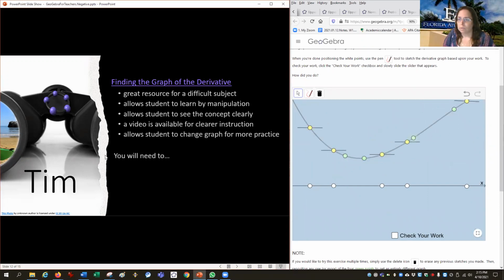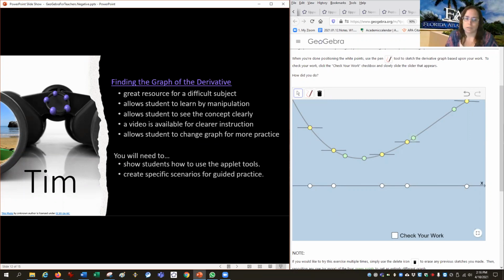With this applet, or any applet you choose, you have to think about what you need to do for your students. You'll have to show the students how to use the applet tools. And you might want to create some specific scenarios for the students as guided practice. We were shown how to do that earlier by creating classroom activities, different things we can do for our students to give them practice with these.